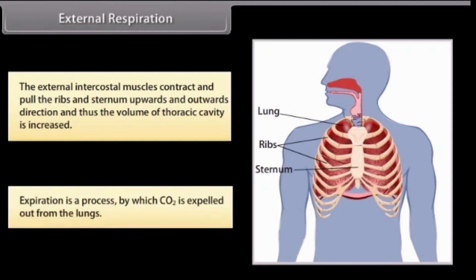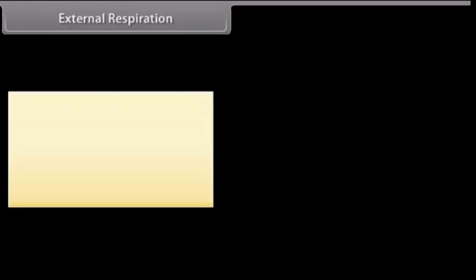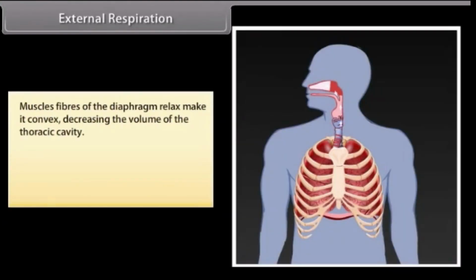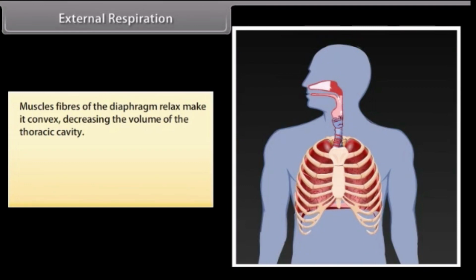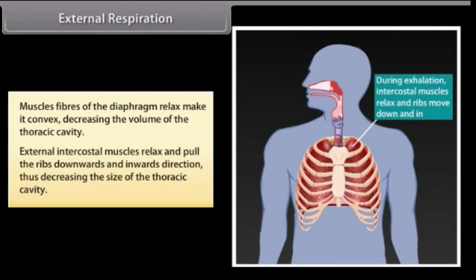Expiration is a process by which CO2 is expelled out from the lungs. Muscle fibers of the diaphragm relax, making it convex, decreasing the volume of the thoracic cavity. External intercostal muscles relax and pull the ribs in a downward and inward direction, thus decreasing the size of the thoracic cavity.